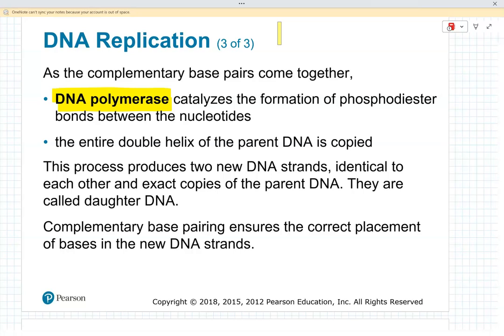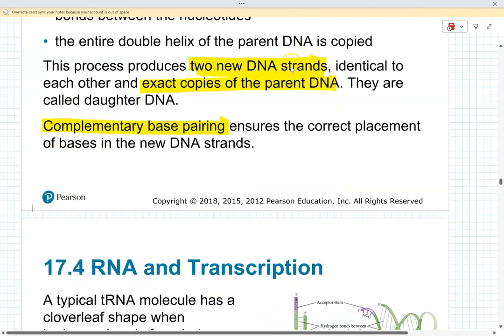So at the end of the replication, you're going to have two new strands, and ideally they are identical and contain the same information as the parental DNA. And the reason why we can copy with such great precision is complementary base pairing. What you just did before, remember in that learning check? Okay?